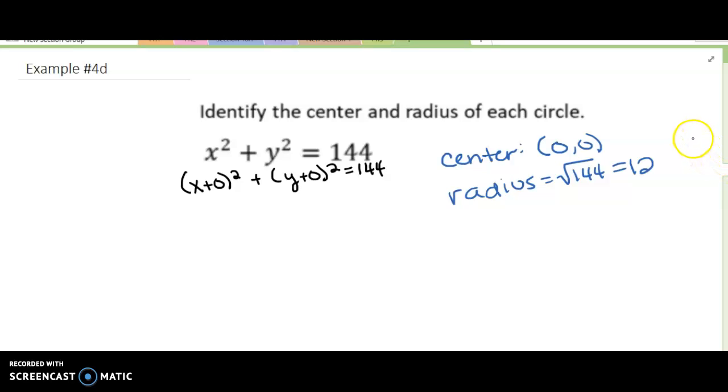All right, so this one here, I can pull my center out, 0, 0, and to get my radius, I square root this to get 12. So center is 0, 0, radius is 12.